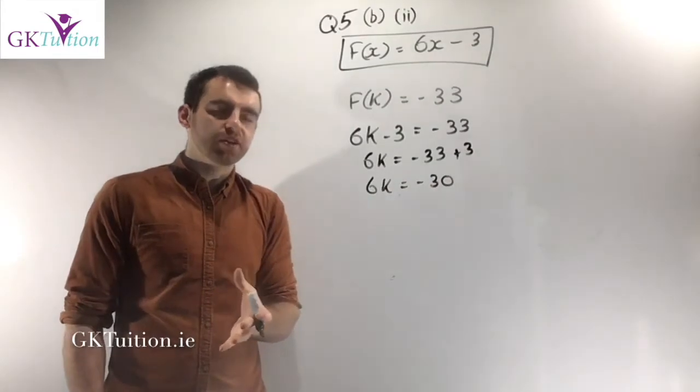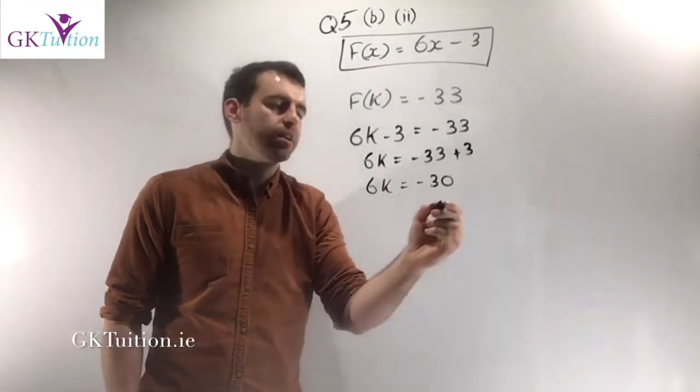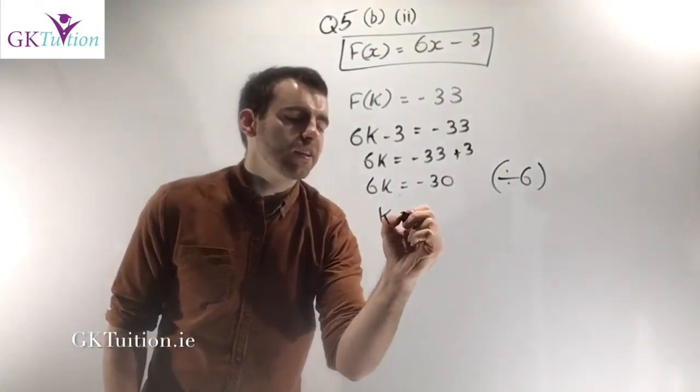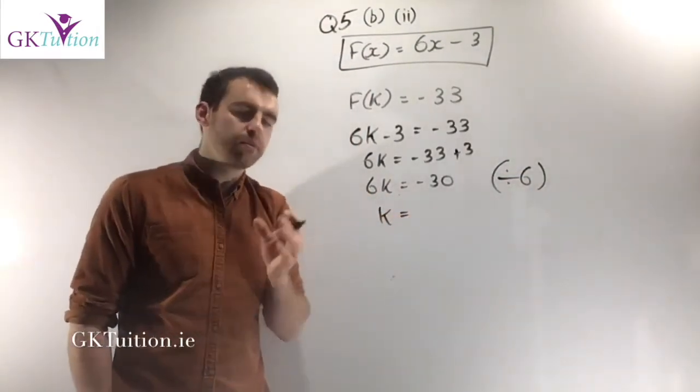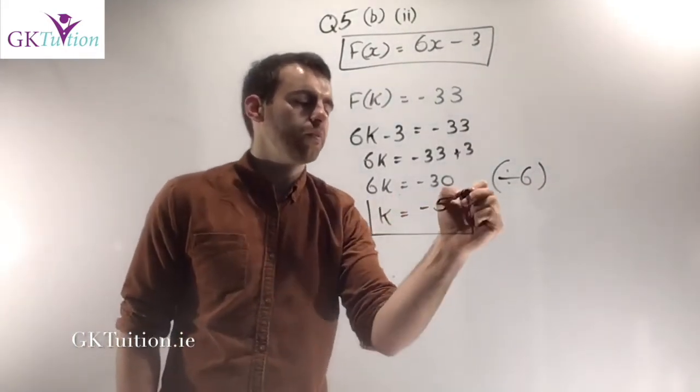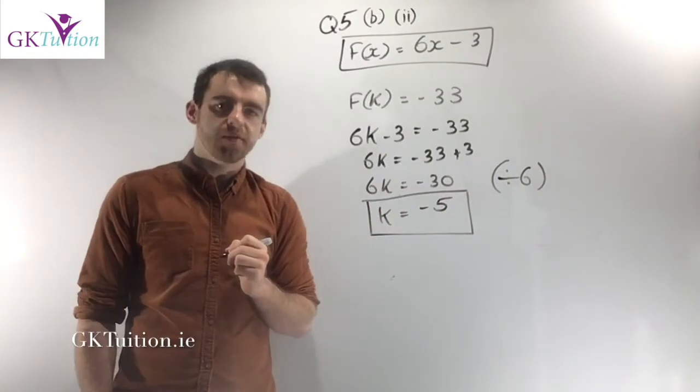Now, I've isolated the term with the k, but now obviously I want to get rid of the 6. So I'm going to divide both sides by 6. If you divide the left-hand side by 6, you get k. And if you divide minus 30 by 6, you get minus 5. So your final answer for B part 2 is that k is equal to minus 5.